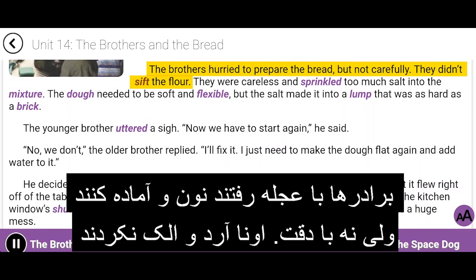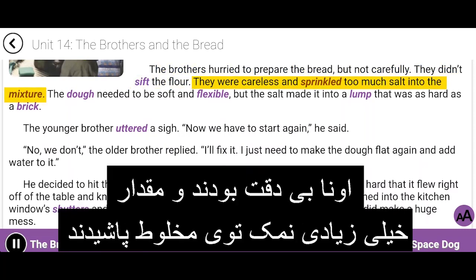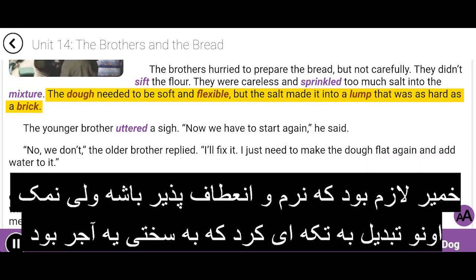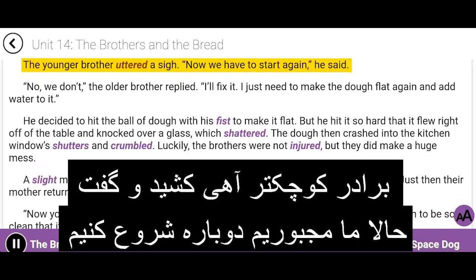But not carefully. They didn't sift the flour. They were careless and sprinkled too much salt into the mixture. The dough needed to be soft and flexible, but the salt made it into a lump that was as hard as a brick. The younger brother uttered a sigh. "Oh, now we have to start again," he said.